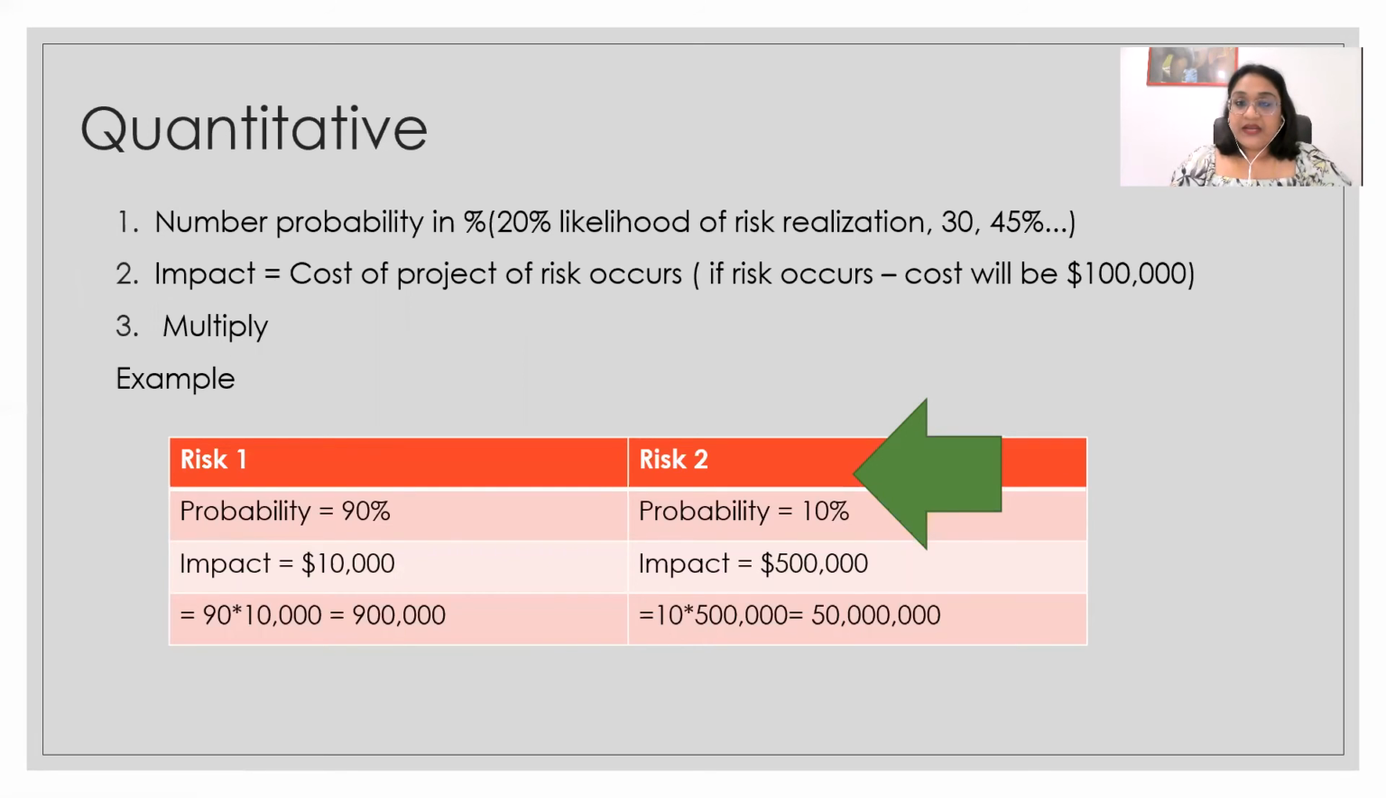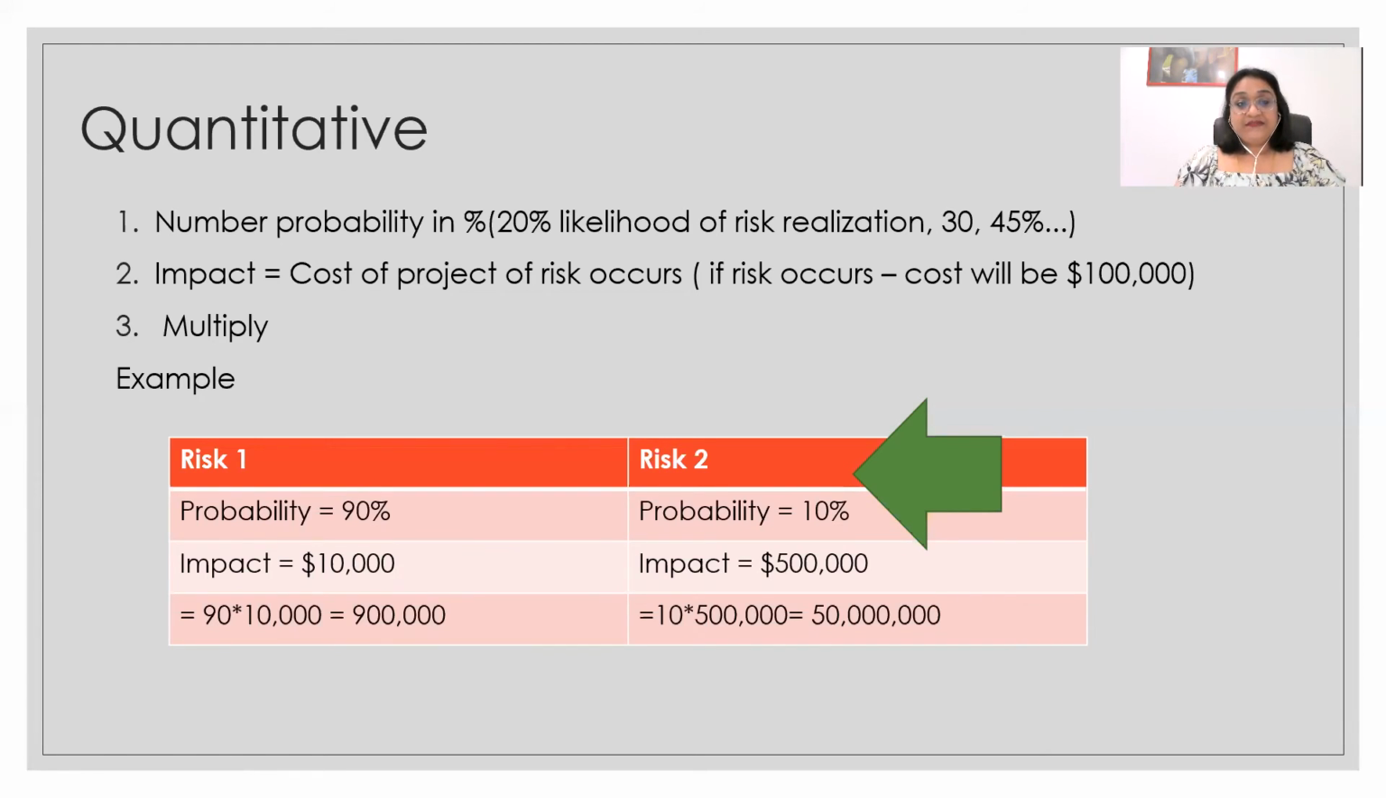In the quantitative analysis, we will repeat the same steps, but this time we are going to give numbers to the impact and probability. So let's start with the probability. For the probability, the number has to be given as a percentage, like what is the likelihood of that risk to occur. It's 10%, 20, 45, 50, 90%. So the number has to be given.